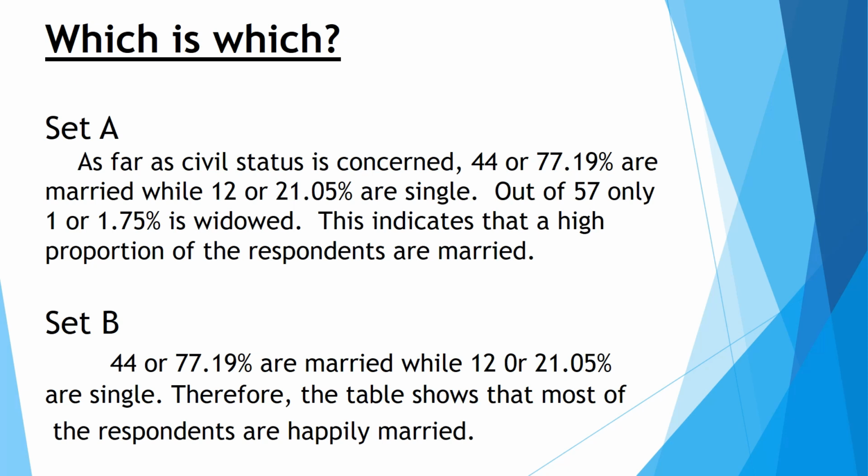This indicates that a high proportion of the respondents are married. Set B. 44 or 77.19% are married, while 12 or 21.05% are single. Therefore, the table shows that most of the respondents are happily married. Answer?